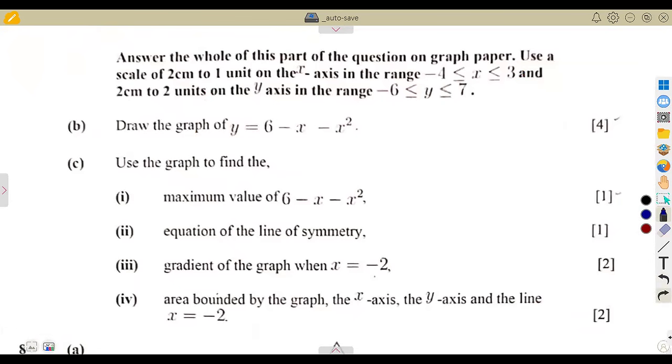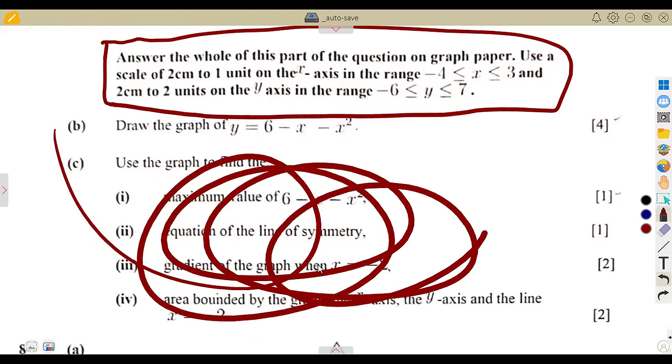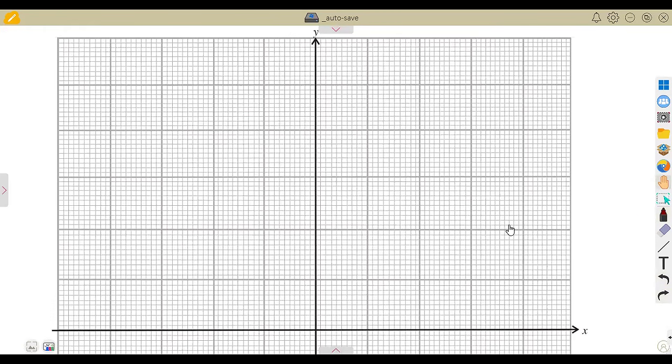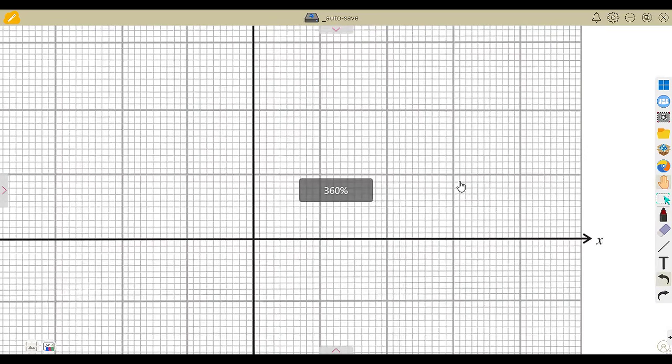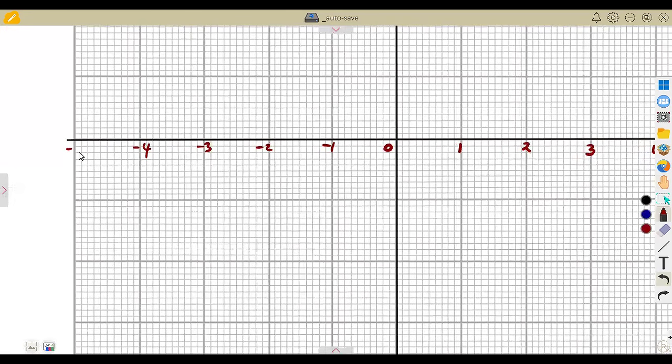And now from the table that you're given, the instruction is to answer the whole of this part of the question on a graph paper. Use a scale of 2 centimeters to represent 1 unit on the x-axis in the range from -4 to 3. These are the x values, x taken from -4 to 3, and 2 centimeters to represent 1 unit. So you've got a 0 there, then you're going to have 1, 2, 3, 4. Even if we just consider 5, then -1, -2, -3, -4. This will be fine. Actually, you can even just consider -5, but it's okay.